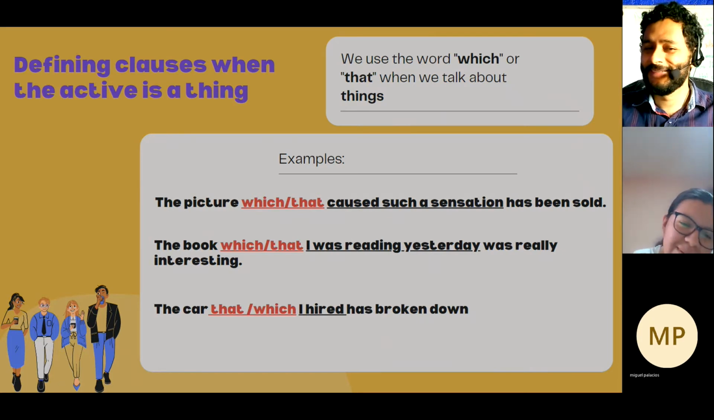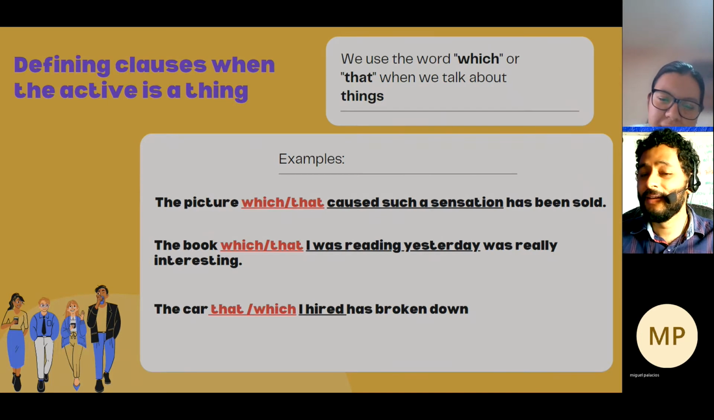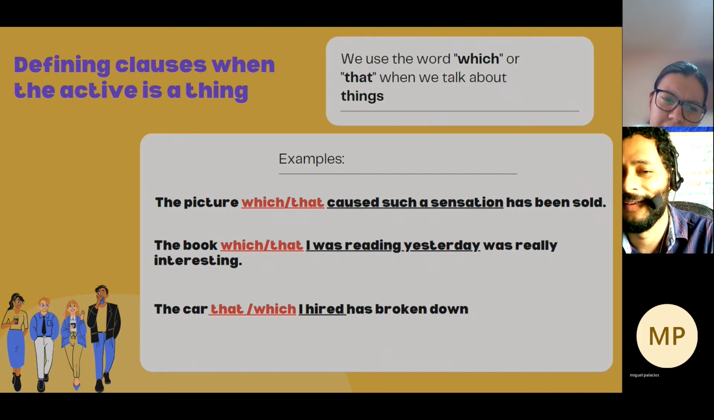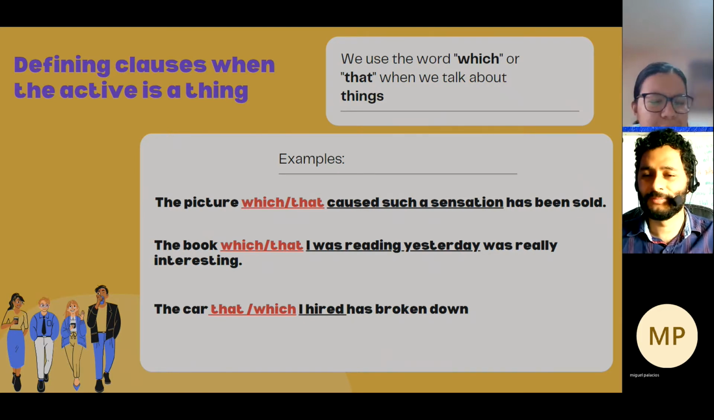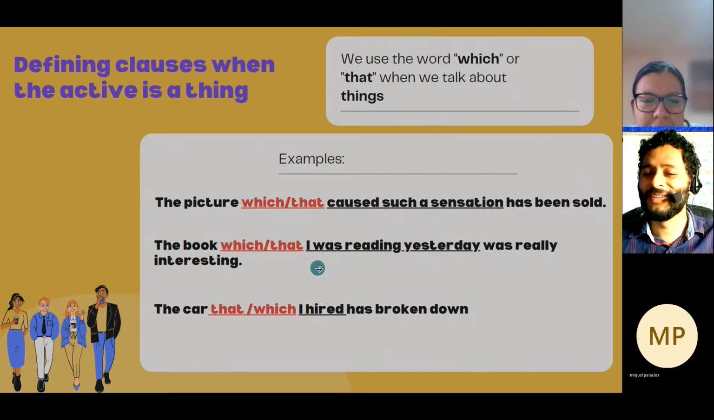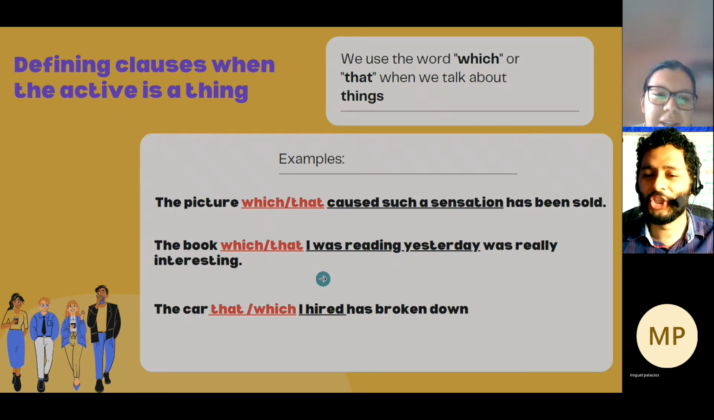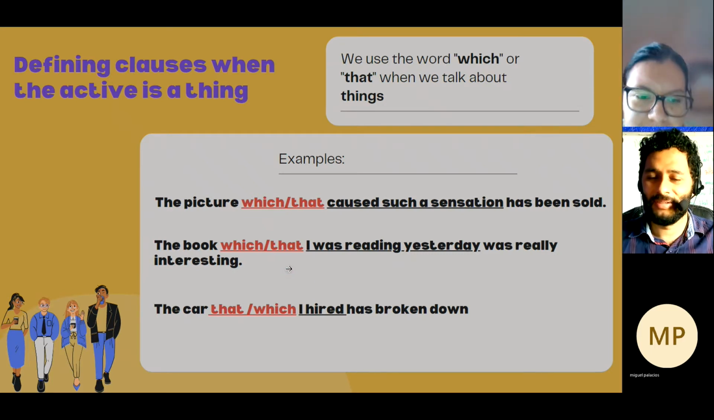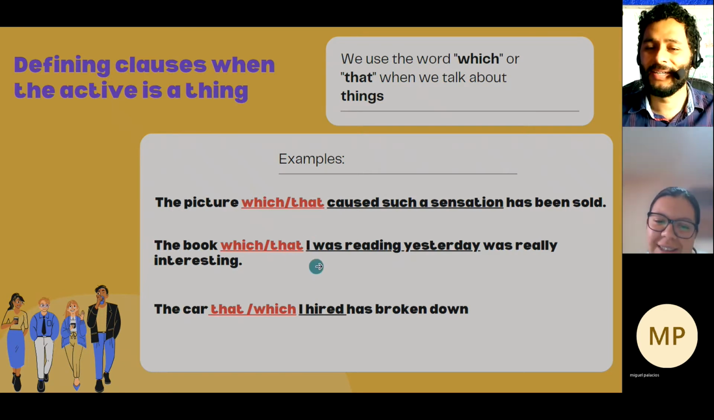Okay. The book that. No, ¿cuál otra? Okay, so what comes after which or that? A subject. So what is the other option? Quitar el subject, which was... Ah, no, the book I was reading. Right? Okay. Sin el which. Exactamente. Sin el which. The book that I was reading yesterday was really interesting. Ahí sí puedes hacer eso, porque tienes ahí. So the book I was reading yesterday was really interesting.